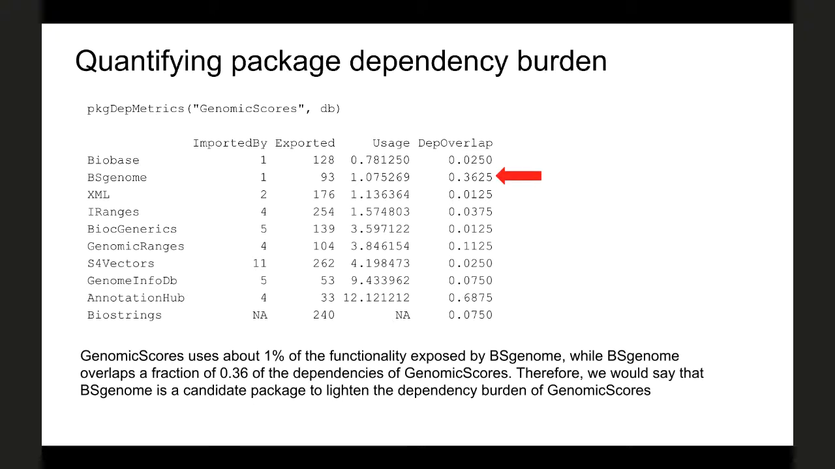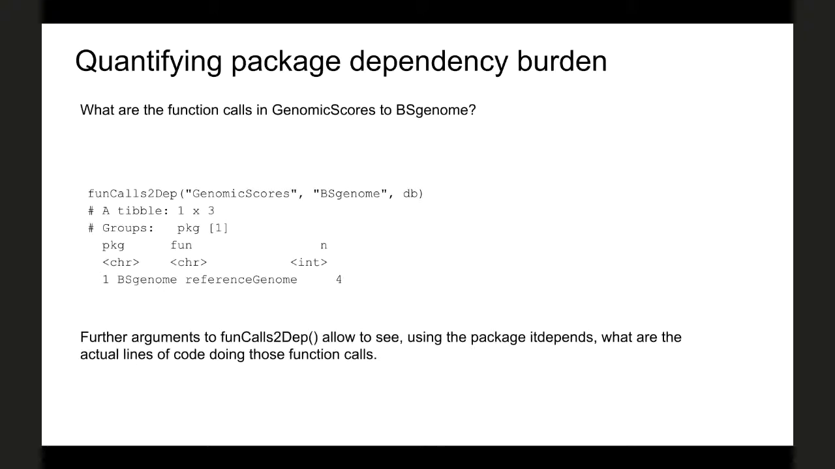Matrix in the original problem, and also BS genome. You may imagine BS genome being an issue. And with another function that I developed, this function calls to dependency. Then I say, okay, BS genome, I'm using just this one function call. And what is this function call? And then it tells me it calls something called reference genome. It is an accessor that I use to return the genome description object from a discourse object.